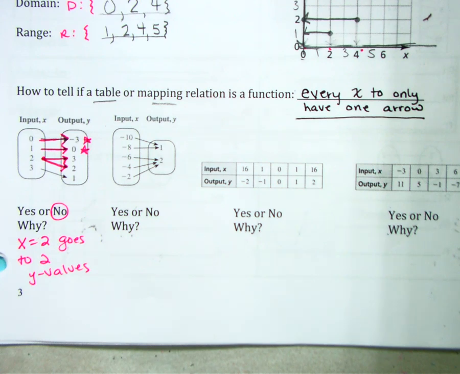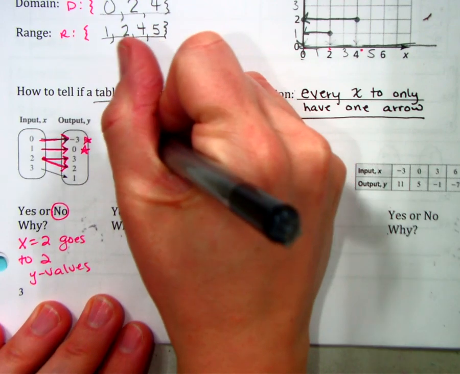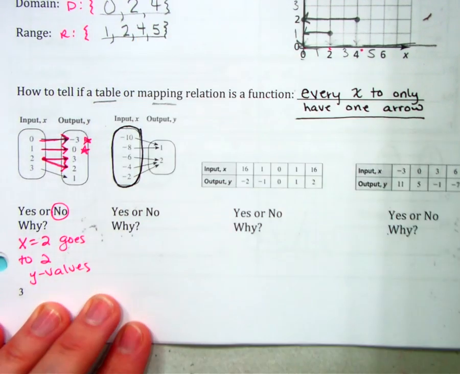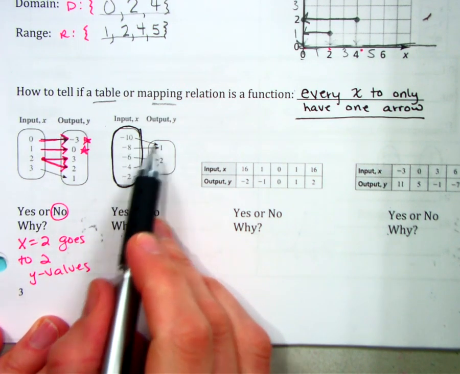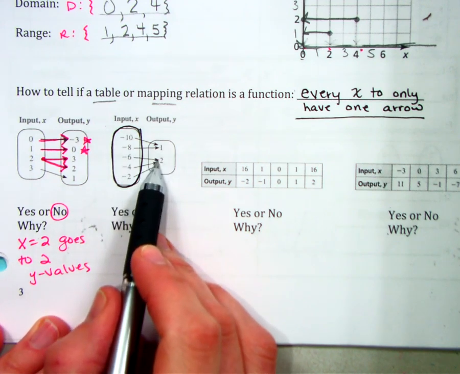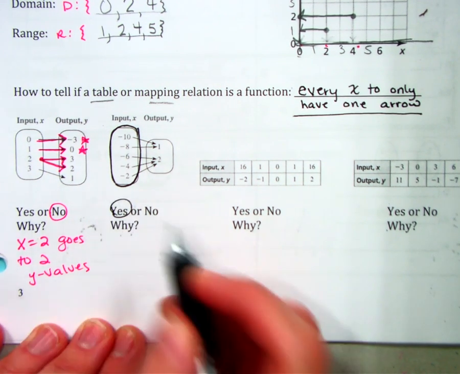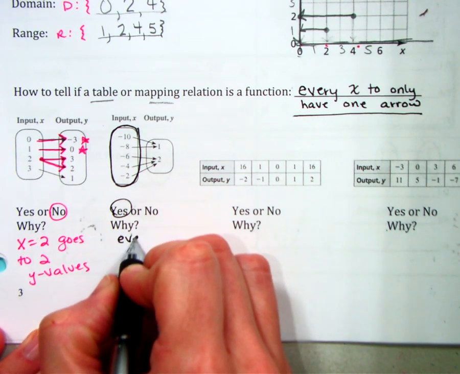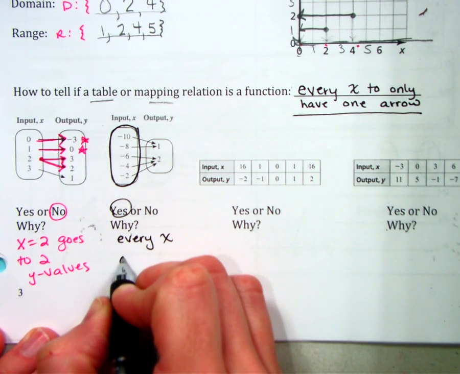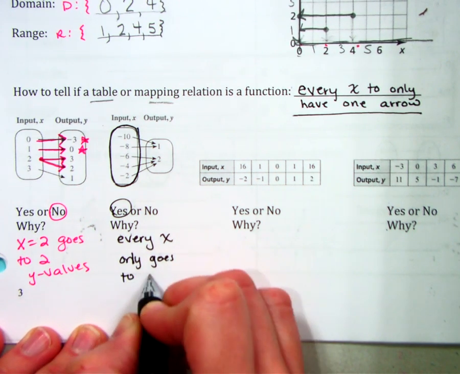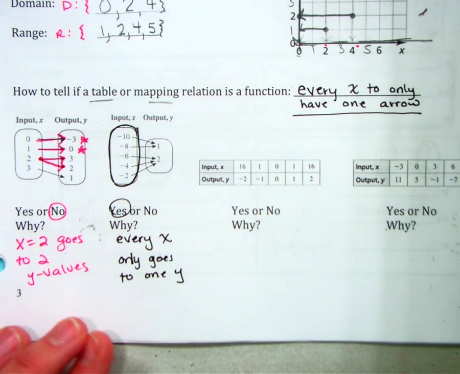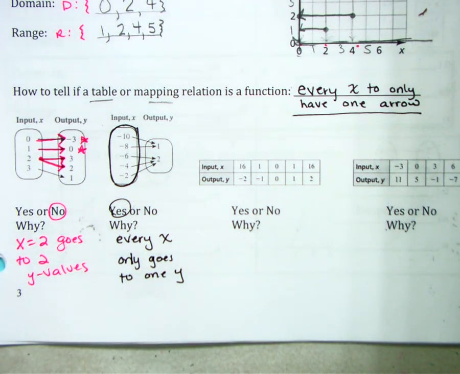The only thing that matters is this first bubble, and every one of those numbers in that bubble can only have one arrow. They can only have one place that they're going. 10 only has one place. -8 only has one place. 6, -6, -4, -2. This is a yes. Why? Because every x only goes to one y. Every x only has one arrow going out of it.